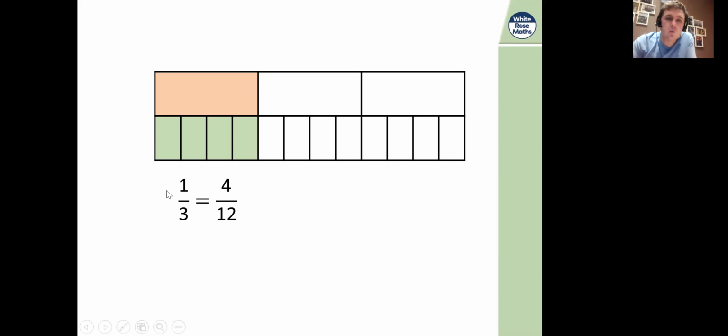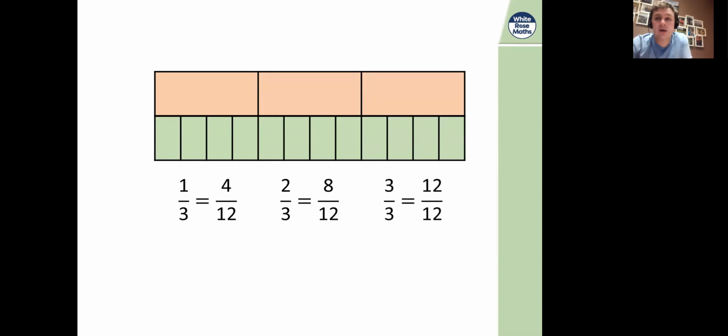Well, we can see there that 1/3 is the same as 1, 2, 3, 4 twelfths. If I had 2/3, that would be the same as 1, 2, 3, 4, 5, 6, 7, 8 twelfths. And if I had 3/3, that would be the same as 12 twelfths. Like we said at the start, whenever the numerator is the same as the denominator, we have a whole. When we have 3/3 or 12 twelfths, the whole thing is shaded in.